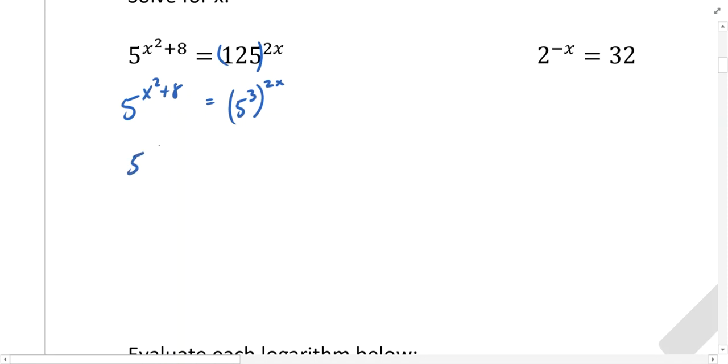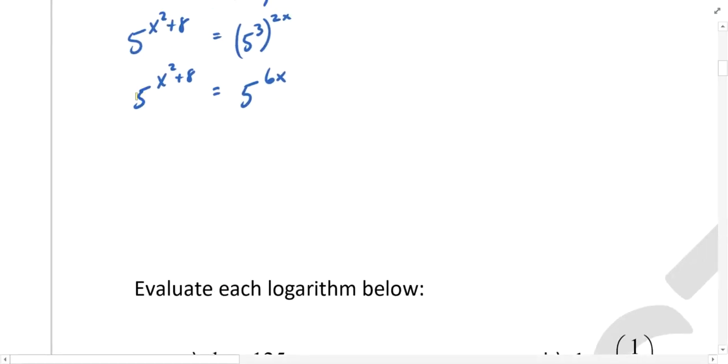then my laws of exponents, or my properties of exponents, would tell me that anytime I have the base of one number raised to a power and then to another power, the power to a power rule says that I can multiply these exponents to combine them. I have 5 to the 6x power without the parentheses. And if the bases are equal to one another, then the exponents are equal to one another. So once we see that the base in this case is 5 on both sides of the equation, then we can simply say that x squared plus 8 is equal to 6x.